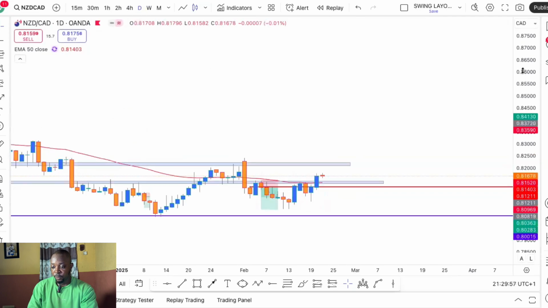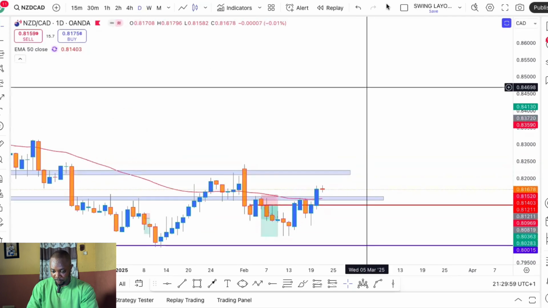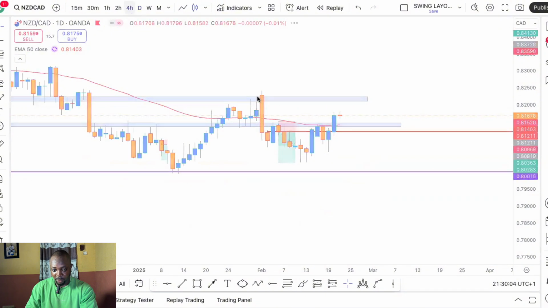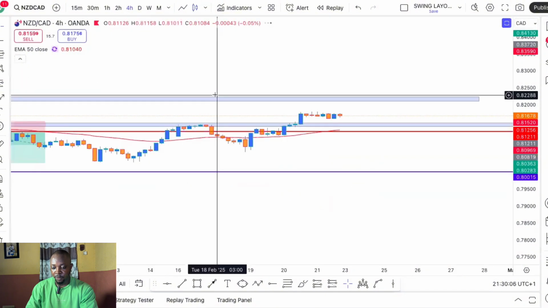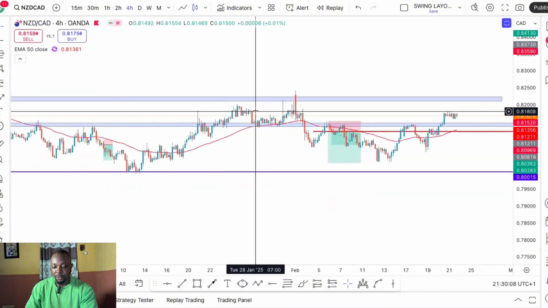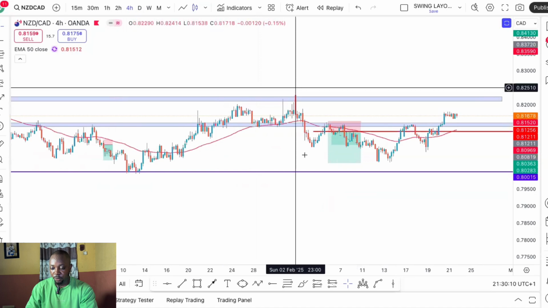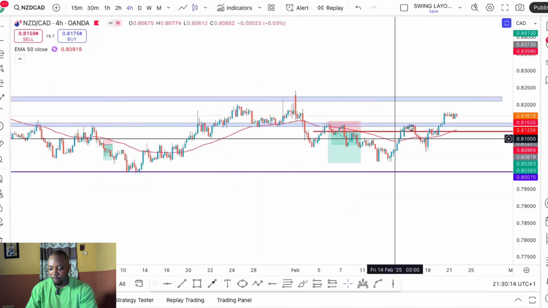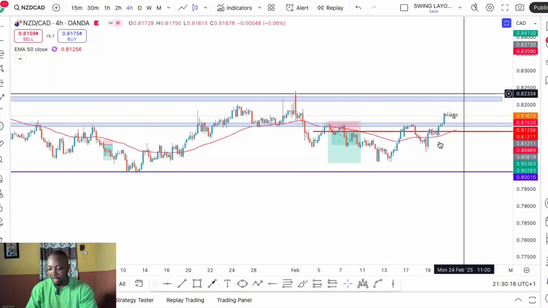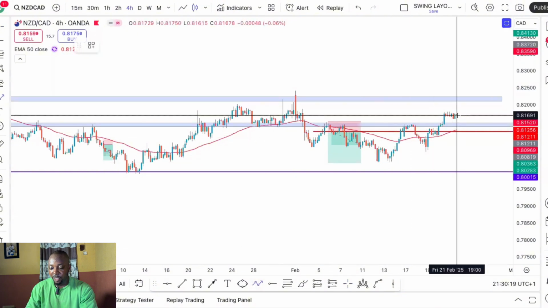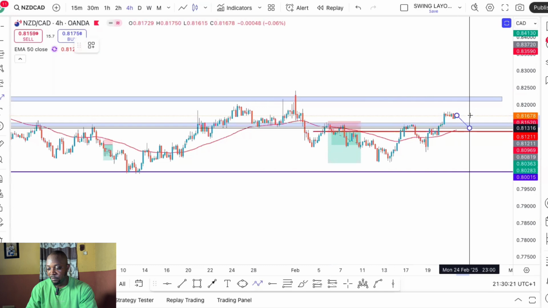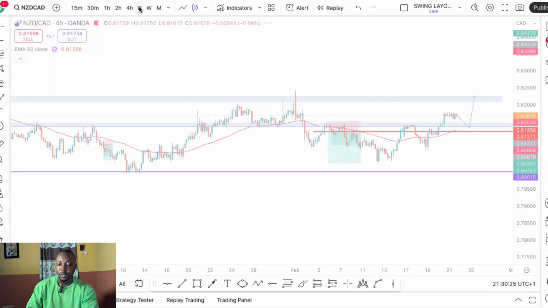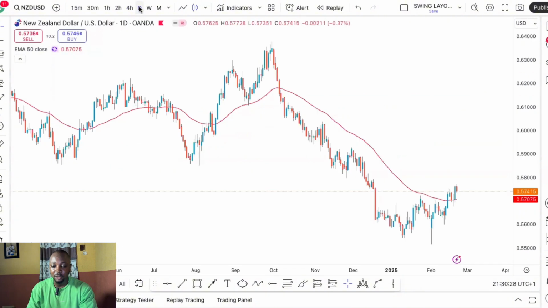So you can see here on the daily time frame, it's not so clean, but on the 4-hour time frame you can see the market was making lower lows and lower highs, a double top here, high, low, lower high, lower low. The market has now come to make a higher high, higher low, higher high. So the market is able to pull back into this level, looking for buys to the upside. I'm bullish on NZD CAD.